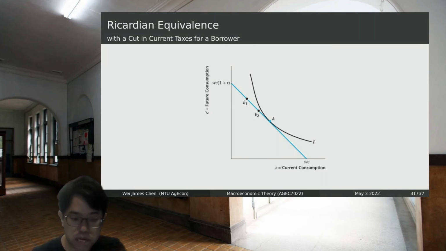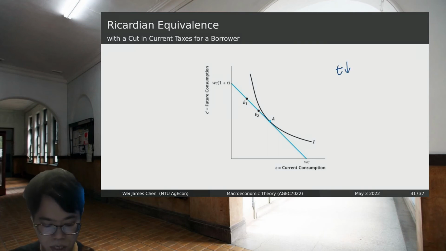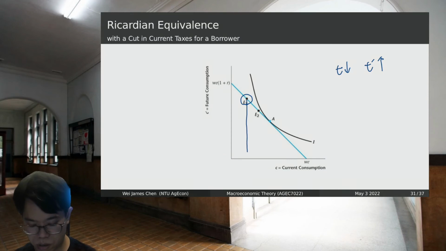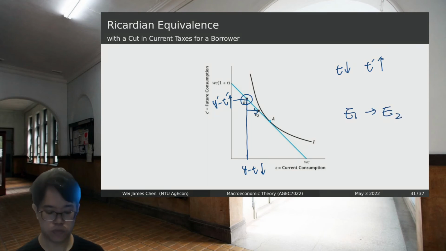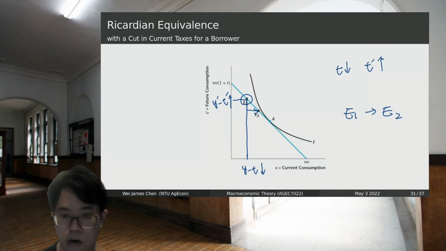So if you see this on a graph, this is what it means. When there's a cut in current tax, that's T goes down, it must be the case that T plum must go up. So what really happens to you as a consumer is this used to be y minus t, y plum minus t plum, right? And t goes down, but t plum must go up. So you're moving to a new point, but you are on the same budget constraint. You're moving from endowment point 1 to endowment point 2. For you, what happened?